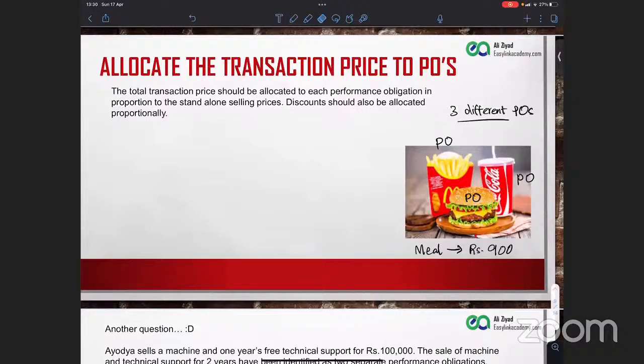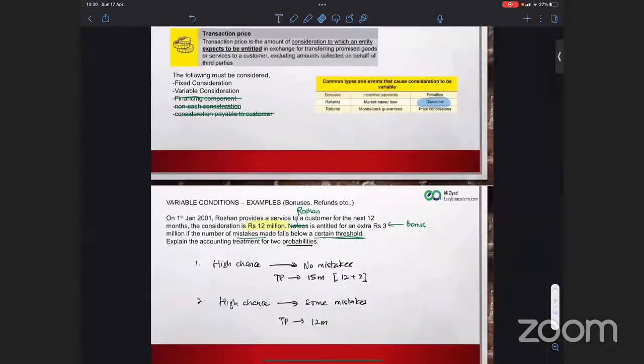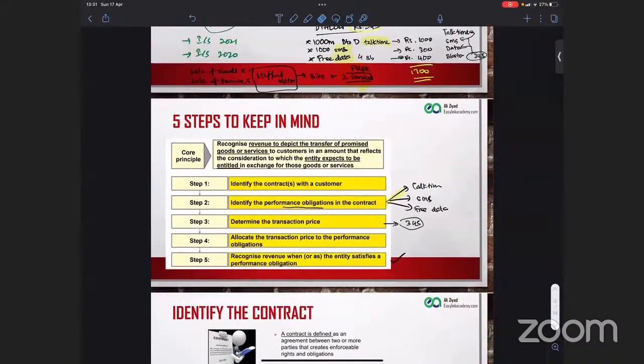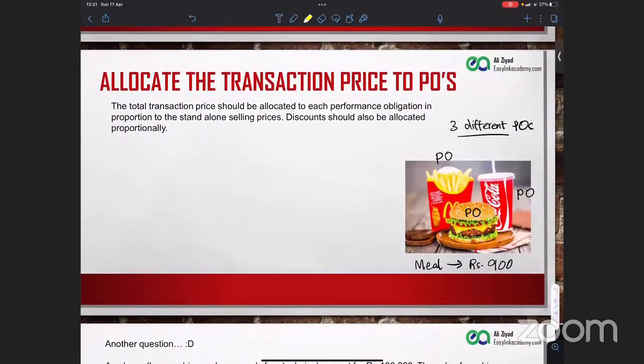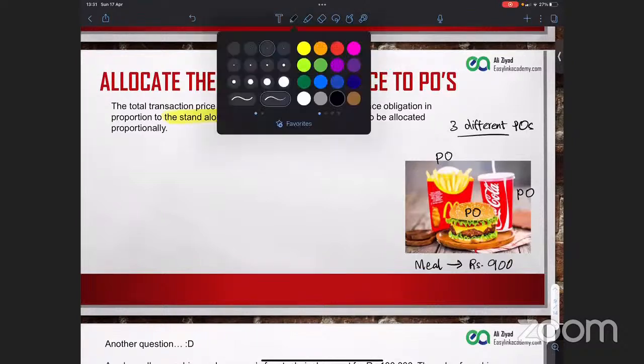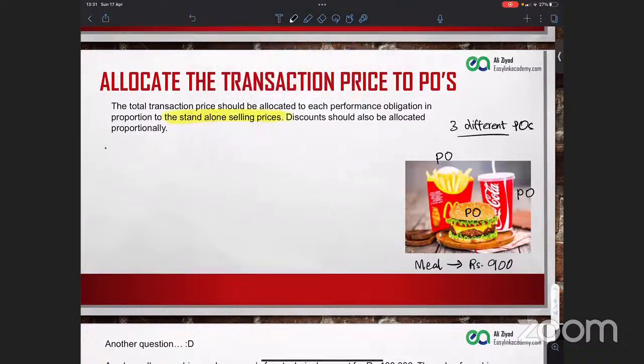Now, how do we allocate the transaction price? This is step number 4. Step number 4 is allocating the transaction price. How are we going to do that? Now, you have to find out the standalone prices first. Standalone prices. That means if McDonald's sells burgers, fries, Coke separately, what will be the prices? Now, you all have to give me the price. Please help me with the prices. McDonald's standalone selling prices.